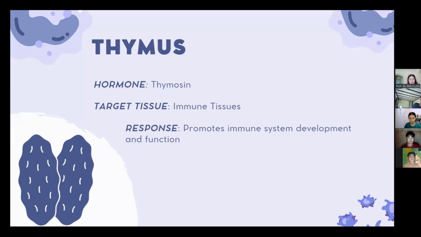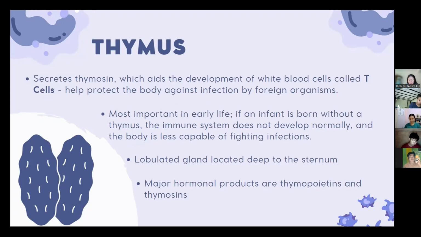Next is the thymus. Its hormone is thymosin. The target tissue is the immune tissues, and its response is to promote immune system development and function. The thymus lies in the upper part of the thoracic cavity. It is important in the function of the immune system.